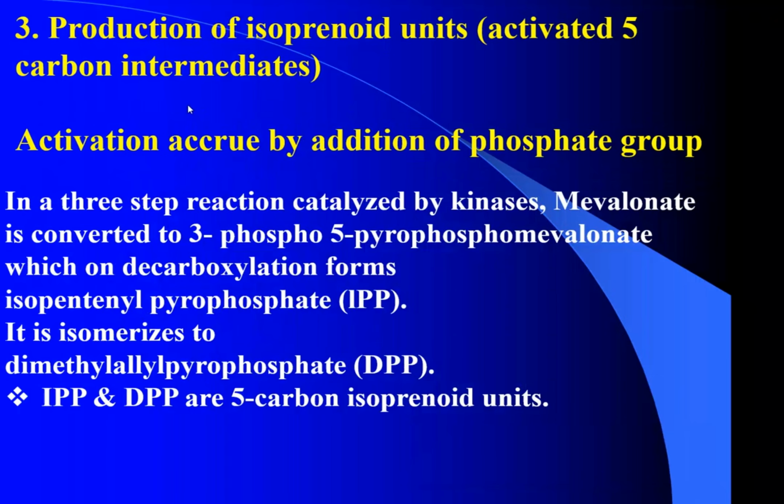Now in step number 3, production of isoprenoid units, the activated 5-carbon intermediates. The activation occurs through the addition of phosphate groups. In these 3 steps, reactions catalyzed by kinases convert mevalonate to 3-phospho-5-pyrophosphomevalonate, which then undergoes decarboxylation to form IPP, isopentenyl pyrophosphate. Then it is also isomerized to form DPP. IPP and DPP are 5-carbon isoprenoid units. In this way, these 5-carbon isoprenoid units are produced.